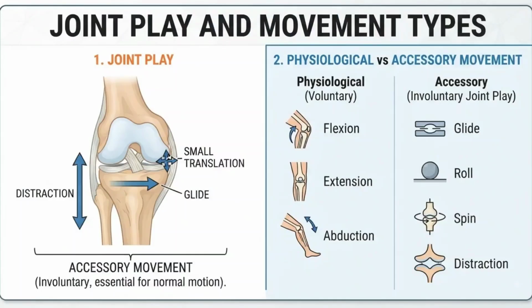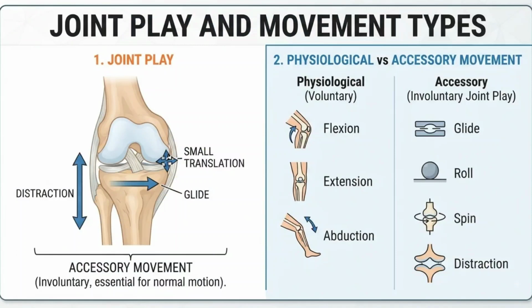Joint play refers to small accessory movements that cannot normally be performed voluntarily. These movements may include small gliding, translation, and distraction movements. Although a patient cannot normally perform these movements actively, they are essential for normal joint mechanics. A joint needs sufficient accessory movement to allow the larger physiological movements to occur smoothly.